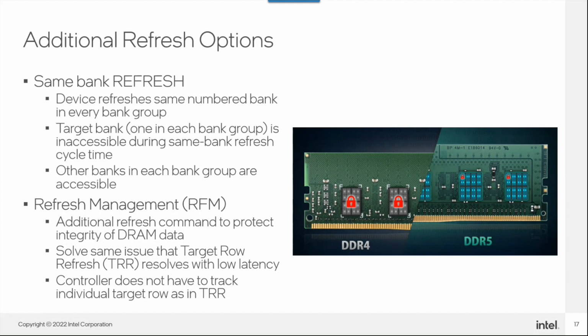And for the refresh management, this improves or protects the integrity of DRAM data, same as what we had in the previous generation with the TRR, or the target row refresh. However, the refresh management additionally improves the low latency, and the controller does not have to track the individual target row as it does in the target row refresh. And just the background, the target row refresh is a protection mechanism. It will refresh the victim row affected due to the hammering impact from the neighboring bits.